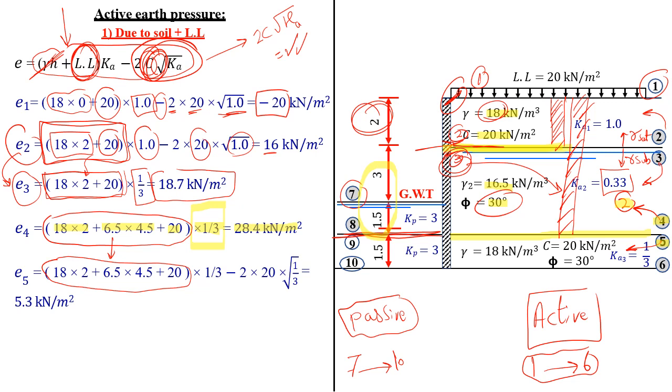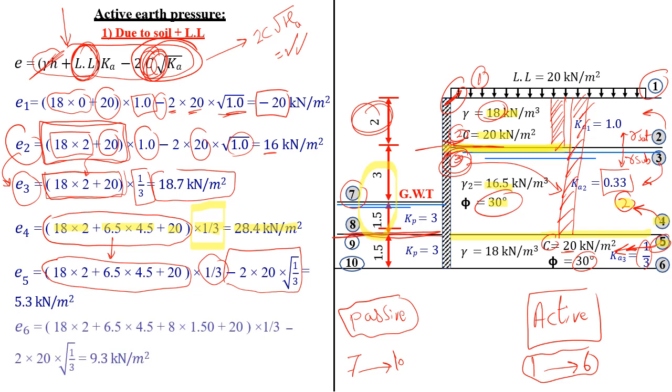However, take care, keep in mind that point number 5 is in a new soil layer. It takes its parameters from the bottom layer, which has a C of 20 and phi of 30, so K active is equal to a third. But we have a C value here, so we have to subtract this term, minus 2 by 20 by square root of a third. This is 5.3 kilonewton per meter square.